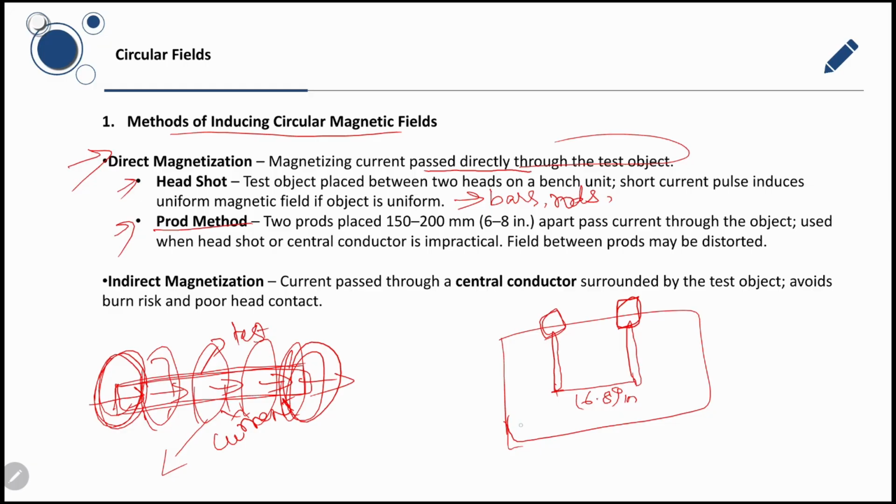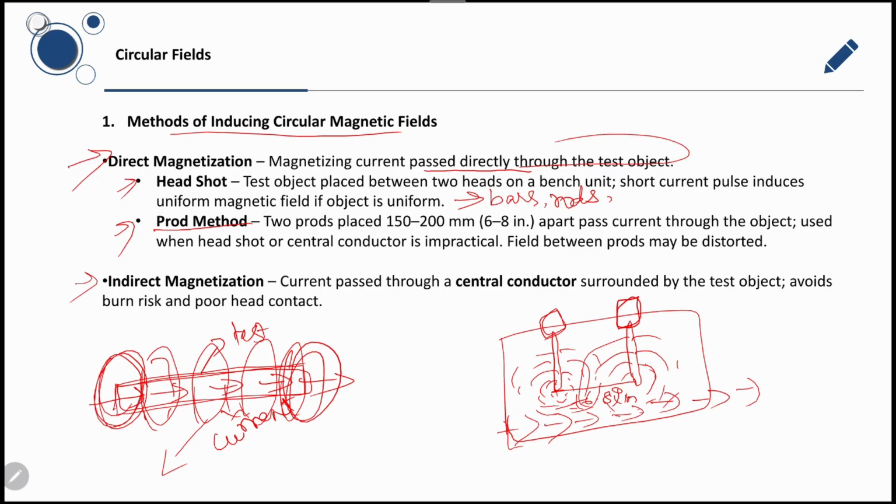Current flows through the prods and into the material. So the localized circular magnetic field is created between the prods. So this is the circular magnetic field between the prods. Useful when a bench unit or central conductor is impractical. Field may be distorted depending on geometry, so detection sensitivity is reduced.